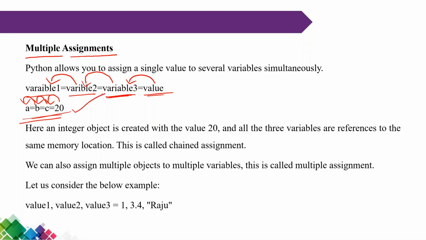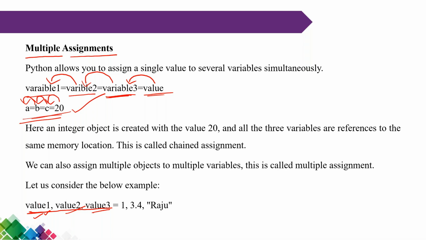Now, I have a second option. The second in the sense, multiple variables with multiple values. For example, value 1, observe, is this a variable name or not? Yes, here it contains alphabets and digits. This is a variable name. So here you can directly declare all the variables separated with commas.